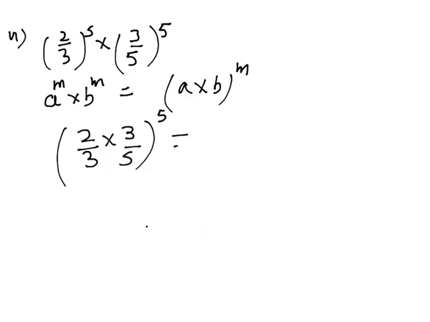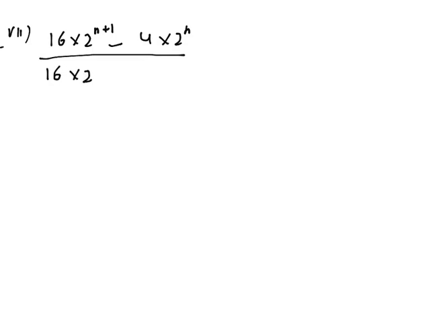So similarly we can write it as (2/3 times 3/5) raised to the power 5, because the exponents are the same. When we simplify it, 3 can be cancelled with 3, and it will give us 1. We can write it as (2/5) raised to the power 5. We can leave the answer here, or we can write it in expanded form also.